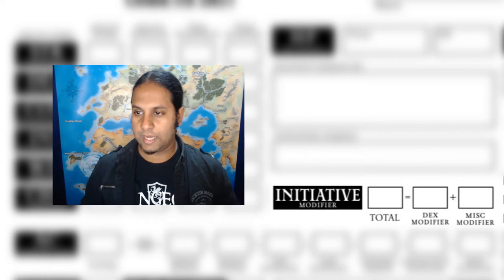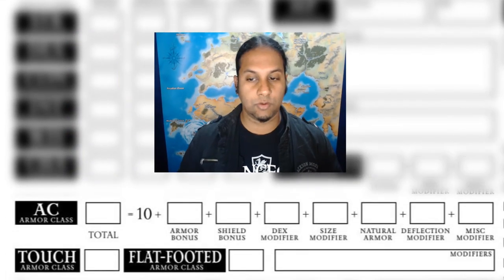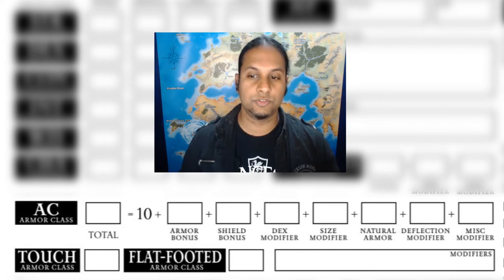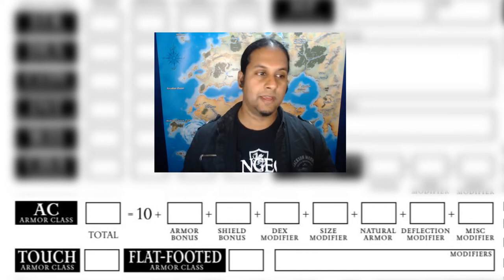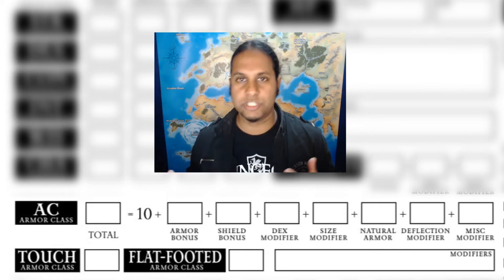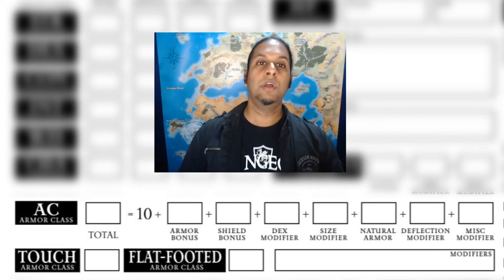All right. Continuing downward, we go to AC or armor class. This is, of course, your ability to defend yourself. Now, a lot of people ask whenever I make an attack, hey, can I defend myself? Or can I dodge out the way? Or can I, you know, pull up a shield all of a sudden? All of that is taken into account in the armor class.